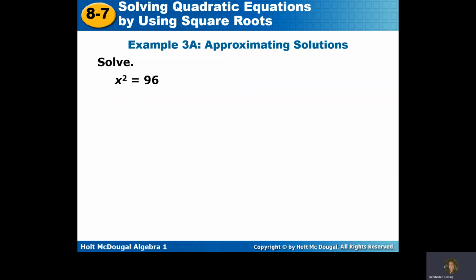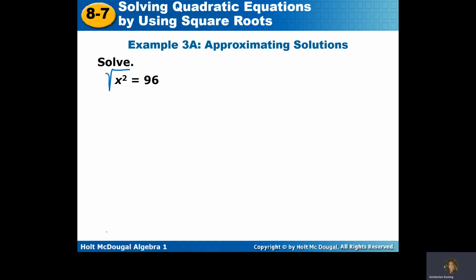Look at this one. This is just a nice regular x squared equals 96. Just like the example that I just gave you, except 96 is not a perfect square. So I have x squared equals 96. Everybody should be writing that down in their notebook. Okay, so I got to solve for x. How do I get rid of the squared? How do I undo squared?